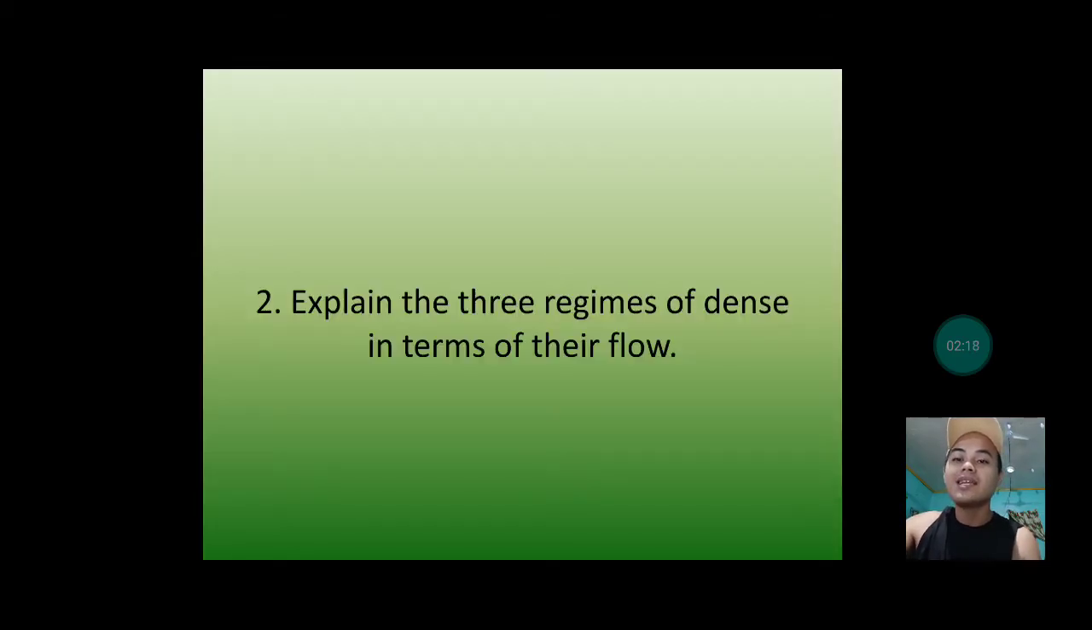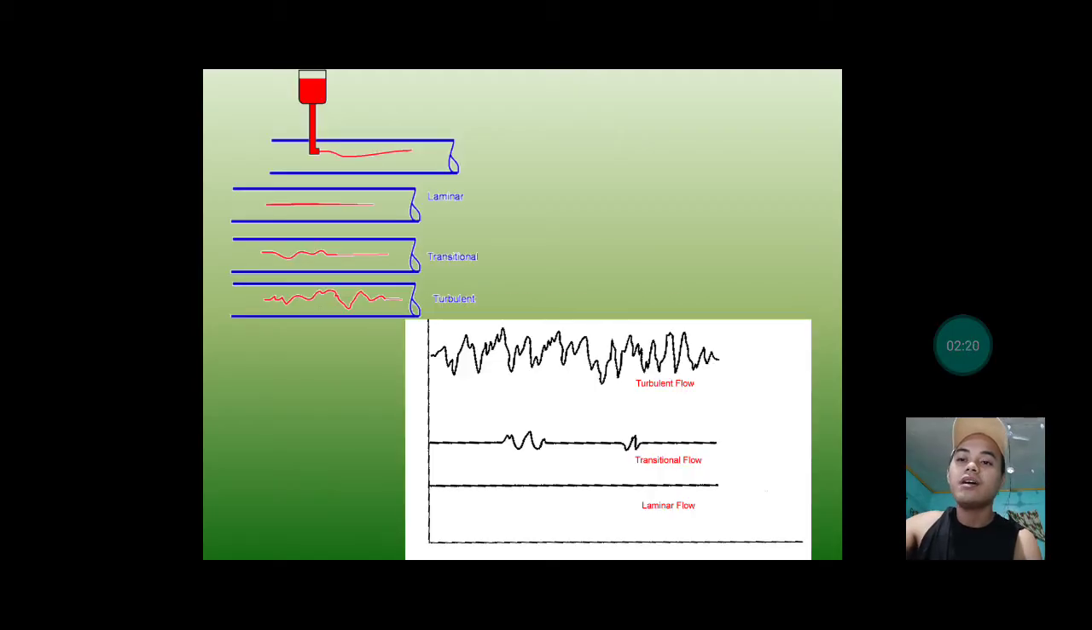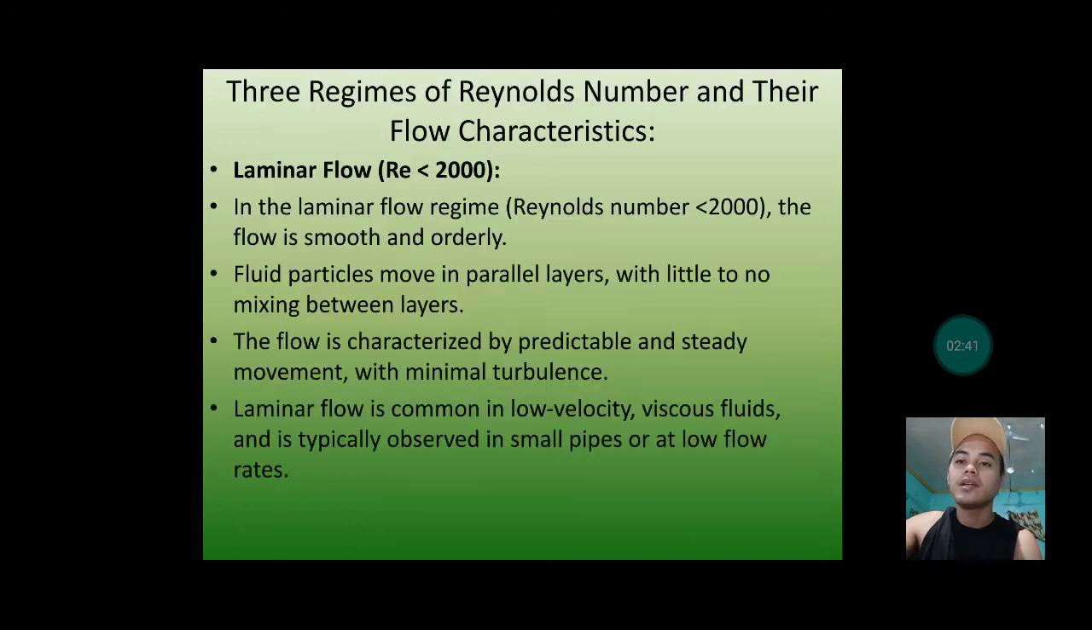So explain the three regimes in terms of their flow. As you can see, laminar flow is smooth. Transitional flow is in between laminar and turbulent flow, while the turbulent flow is very erratic in its movement. Okay, so this is turbulent, this is transitional, and this is laminar. So what is the difference? First is the Reynolds number.